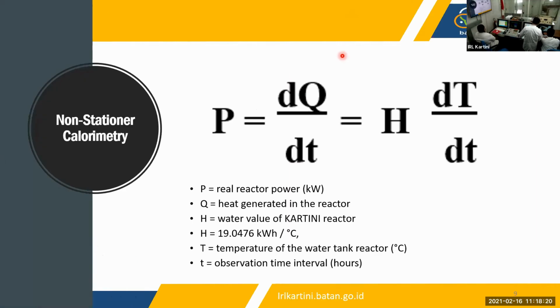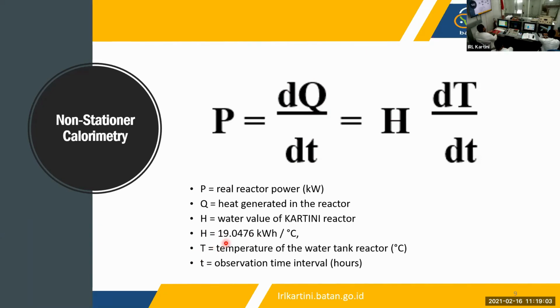So this is the equation that we use for non-stationary calorimetry, where the real power output is equal to the differences in the heat generated in the reactor over time, which is equal to the water value of the Cartini reactor, which is 19.0476 kilowatt hours per degrees Celsius, multiplied with the differences in the temperature over a period of time. So we obtain this value of 19.04676. This is done from experimental data.